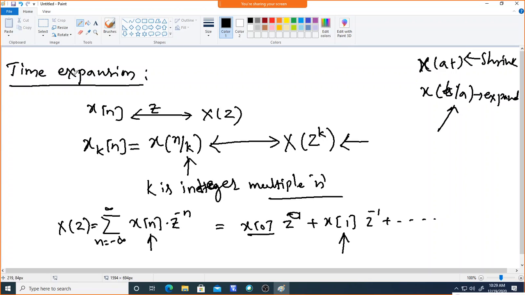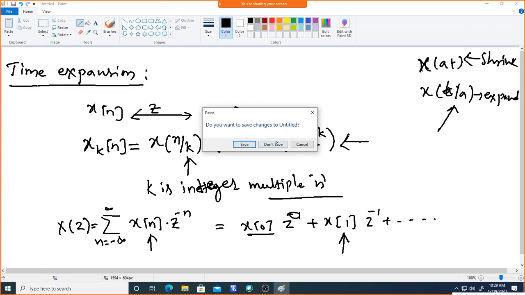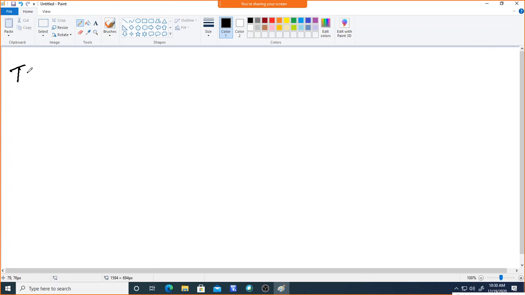Is it understood? Any doubt? Okay, so the next property will be time reversal.